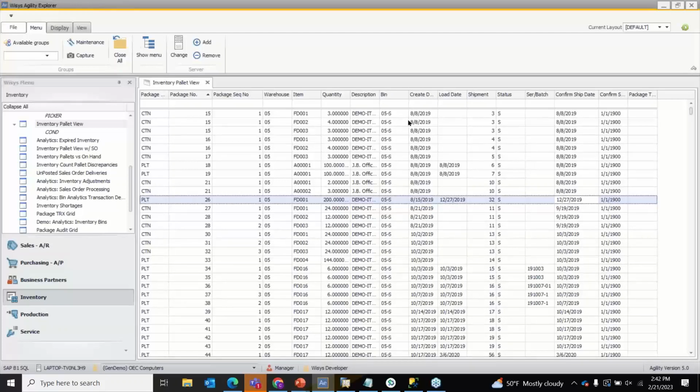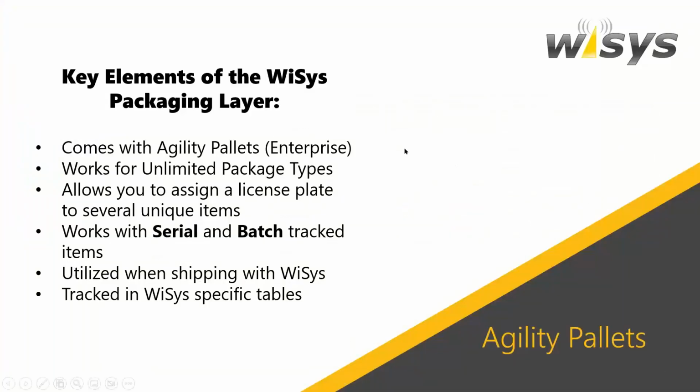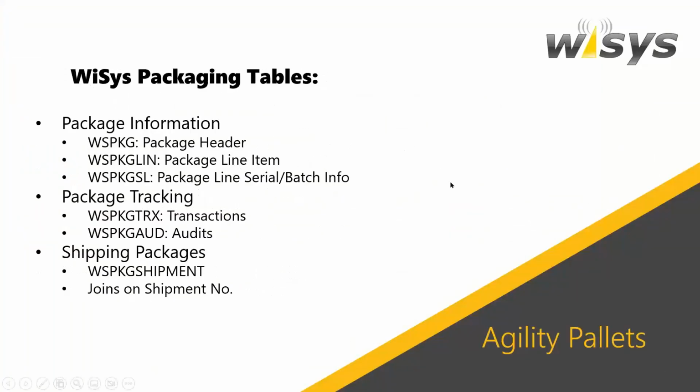So now that we have a little glimpse of what the information that's associated with a pallet looks like, let's go ahead and take a look at the tables here. So if I jump back over to my presentation, we'll get into our WiSys packaging tables. So our WiSys packaging tables, really you need to focus on 3 main tables, especially if you're trying to query data in the system and take a look at what packages you have, or if you need a way to customize a grid or customize a form using package information. These are the tables that you're going to need to look at.